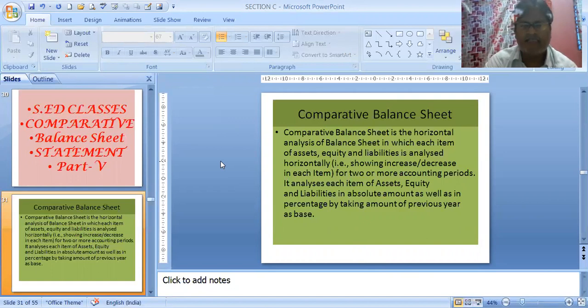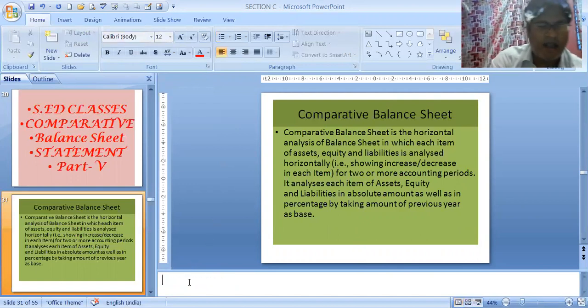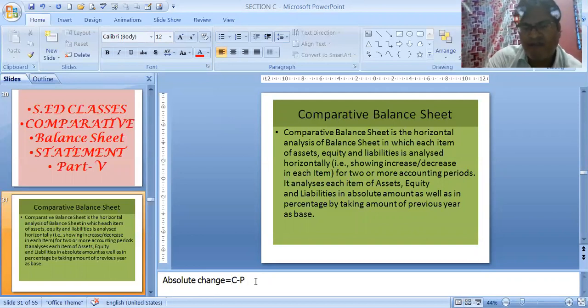So in this, we are comparing each item. First of all, we are subtracting current minus previous, and we get the absolute change. And then, in order to find the percentage change, we divide the absolute change by the previous year and multiply by 100. Let's understand the next part.